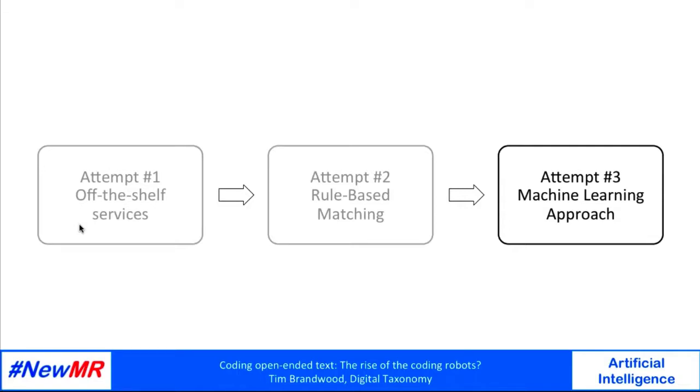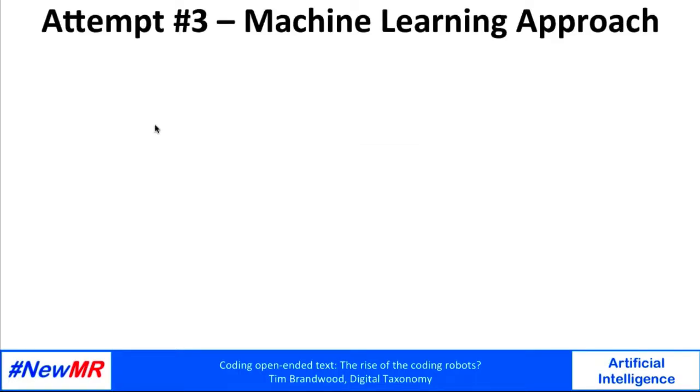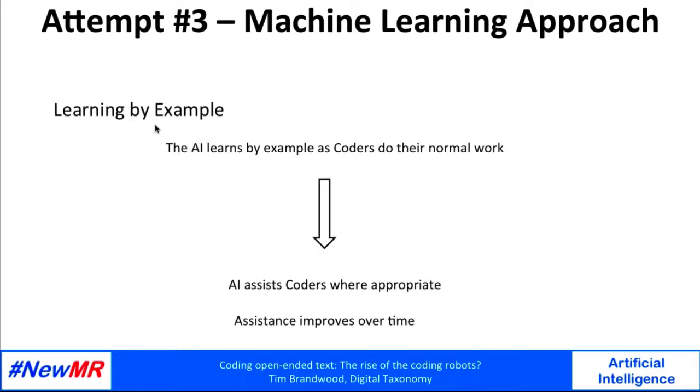What if a machine could learn how to do coding based on the coding done by humans? So we took this idea and we've constructed a system that learns by example. As coders do their normal work and they code data, that data becomes training data for the AI, which makes the AI better at predicting how future verbatims should be coded. And as the AI learns, it can assist coders where appropriate.